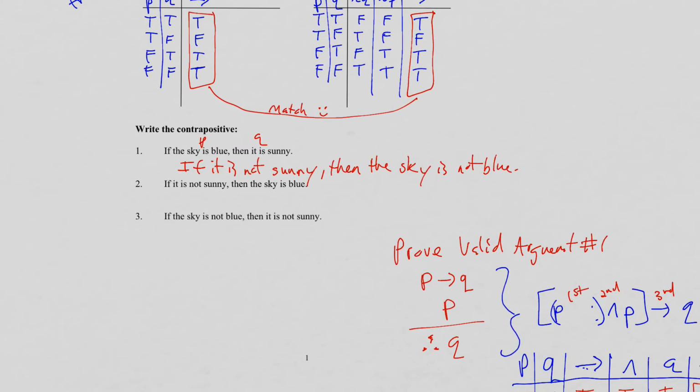Okay, and I'm going to do the odds. So let's go to the next one. We're going to reverse again, negate both, but reverse them, in an if-then. So if it says not, that means it is now. If it is sunny, then negate that, so then it is blue. Then the sky is blue. Okay?